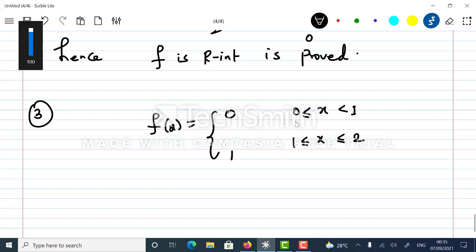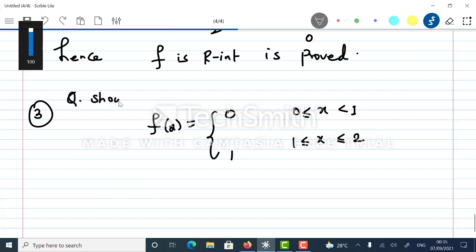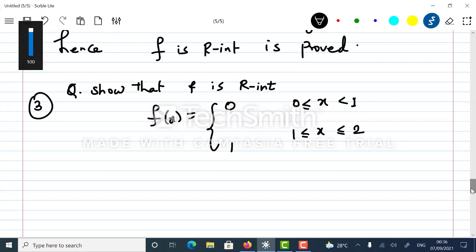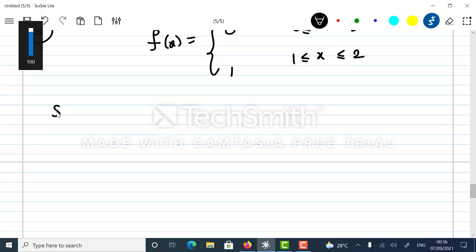A function with finitely many discontinuities is R integrable. So this way is one of the ways. So the question is, show that f is R integrable. Show that, or you can even write down, check whether f is R integrable or not. Show that f is R integrable. So one of the shortcut answers, one can imagine, or one can prove, solution 1.